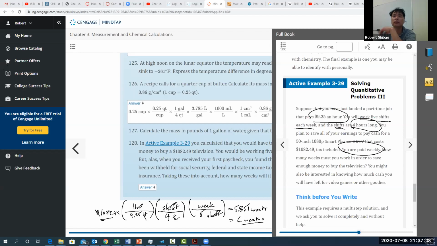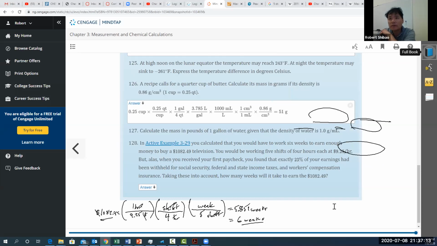Now, what do we have to do in this problem? What we have to do in this problem is compensate for the fact that we don't get all of this. This is our gross pay. And what happens to your gross pay is you're going to get withholdings, tax withholdings. And it looks like there's 23% withholdings here. So this is a complicated problem. Both of these are all dollars, but we have to be a little bit more careful.